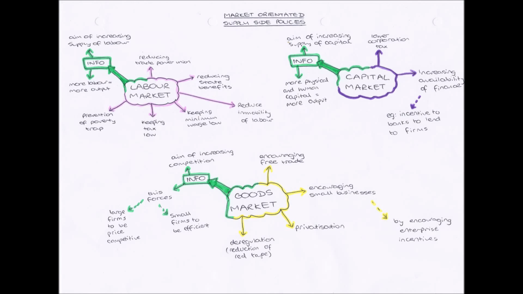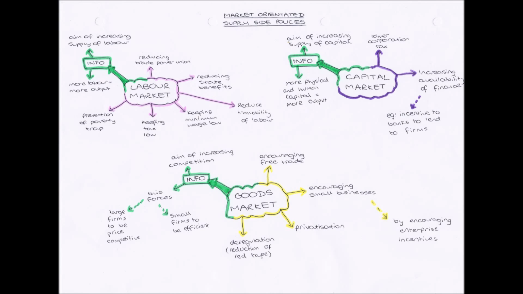Next we have supply-side policies in the goods market. Supply-side policies here have the aim of increasing competition so that everybody has to work in the most efficient way and produce the most, and in this way we maximise output and therefore economic growth. So if we increase competition, this forces bigger firms to be price competitive. This forces them to keep their prices down so people keep buying their goods. And it also encourages small firms to become more efficient, to try and rival the bigger firms.